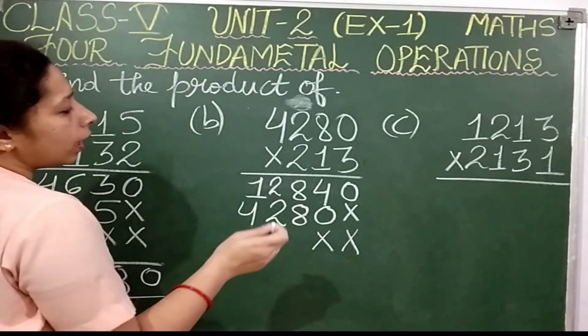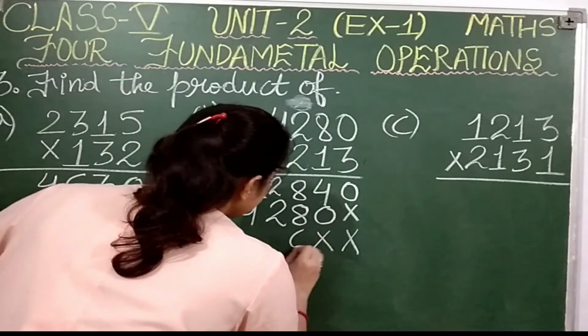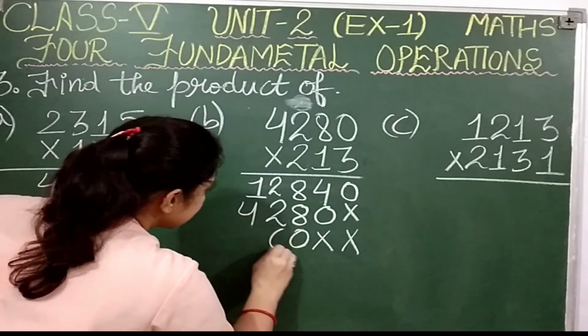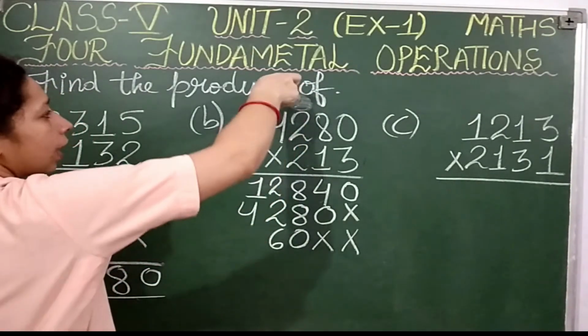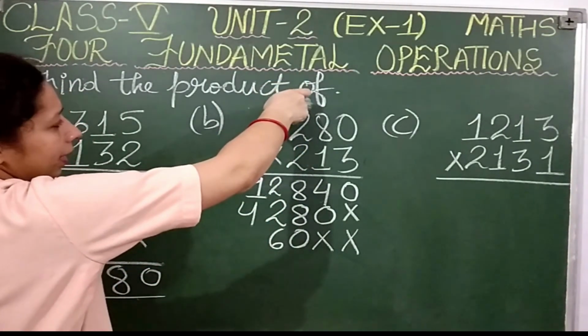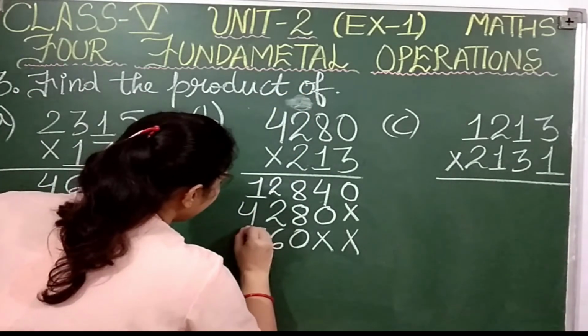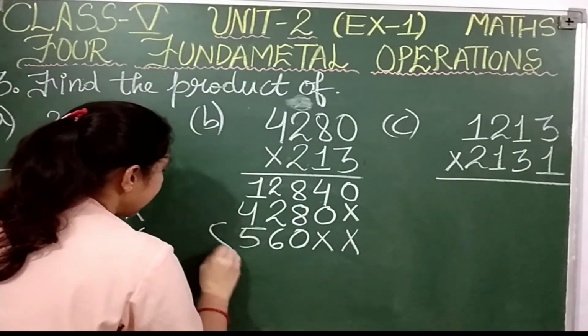Now I'll move to the hundreds place. Here 2 zeros are 0, 2 eights are 16. Again one carry over, students, here. So 2 twos are 4. Again I have to add this to the product. So 4 plus 1, 5. At last 2 fours are 8.